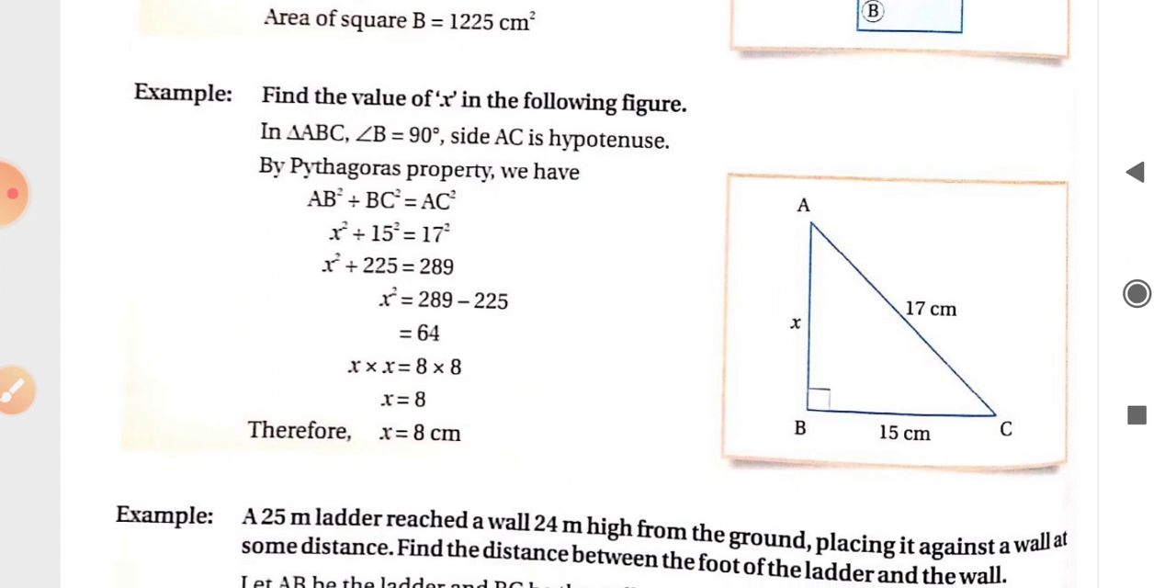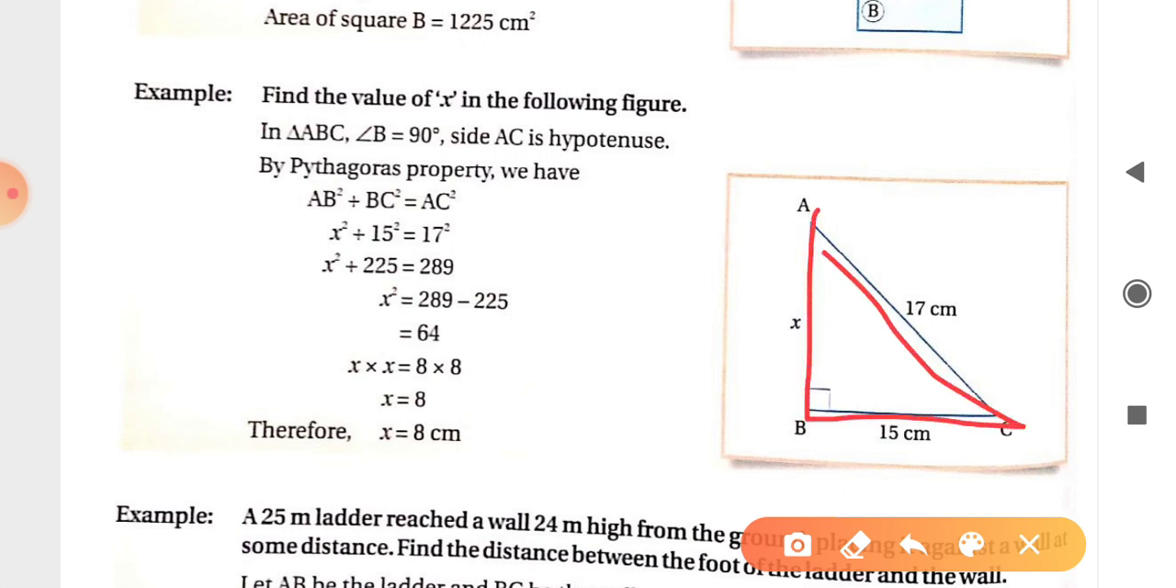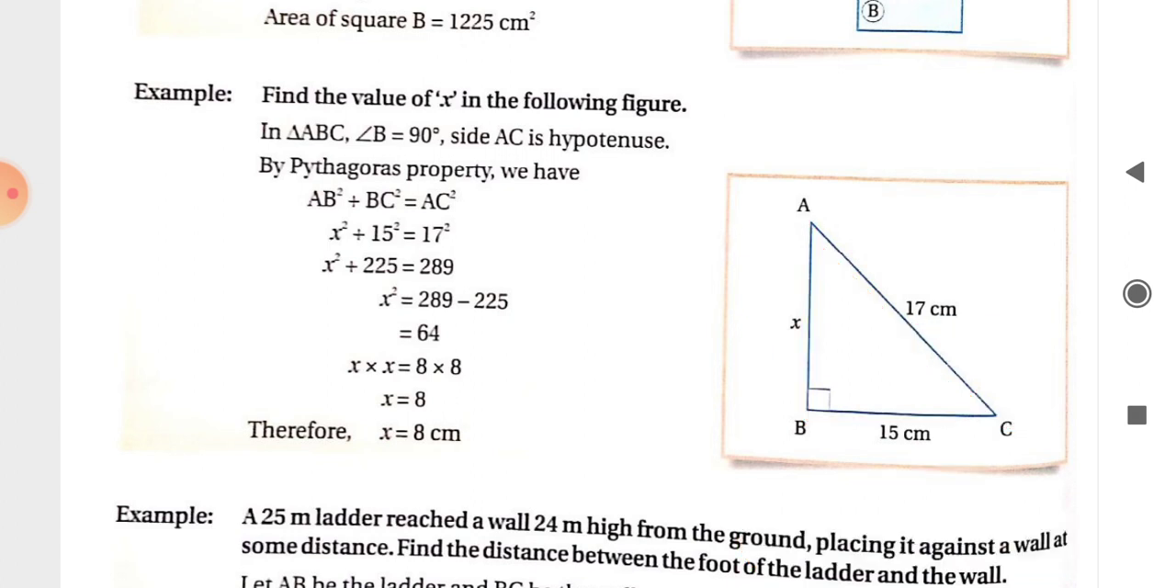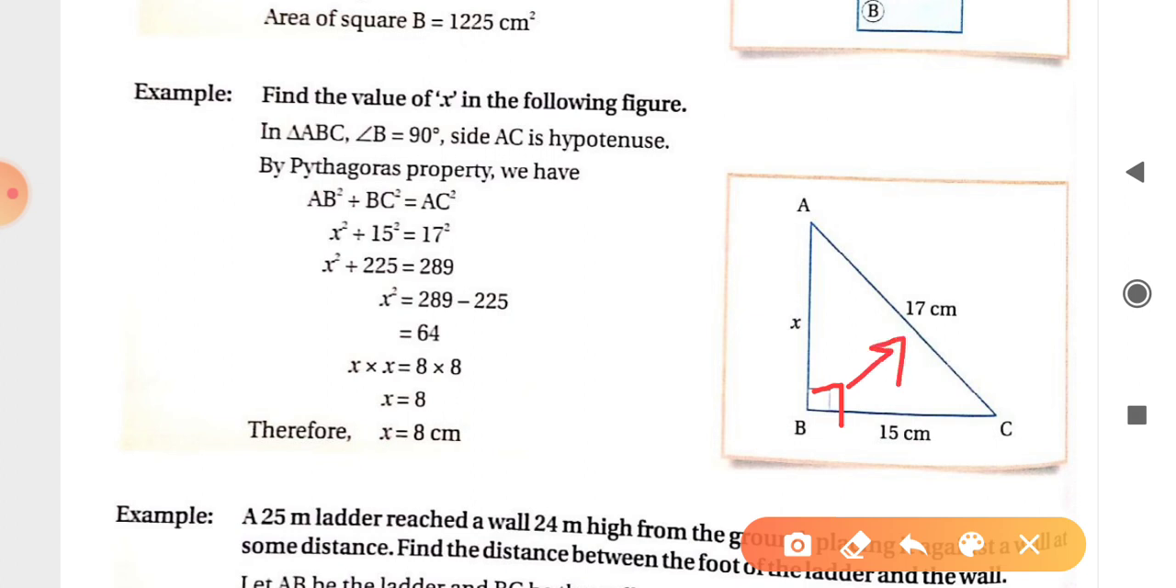Next is an example. Find the value of x in the following figure. We are given a figure ABC, and we have to find the value of x. This side is 15 centimeter and this side is 17 centimeter. In this figure, the right angle is at B, so angle B is 90 degrees. The side opposite to the right angle is known as the hypotenuse, so here AC is the hypotenuse, and the hypotenuse is the longest side.